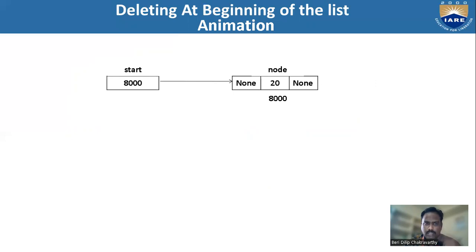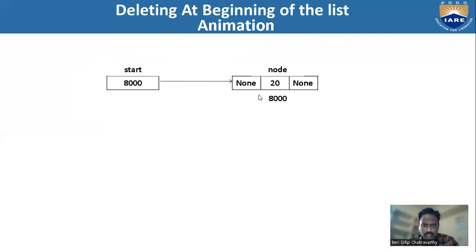Now let's see about deletion. Here also we have three cases: deletion at the beginning of the list, deletion at the end of the list, and deletion at a given position. Starting with the first one, deleting at the beginning of the list. If the list consists of only one node, what we will be doing is simply removing this link.